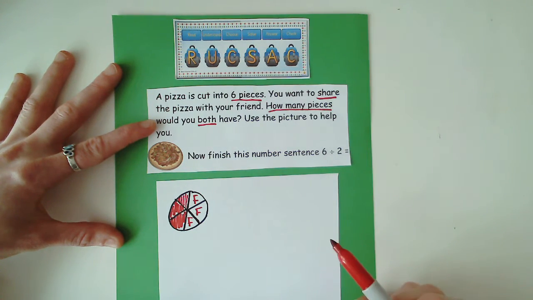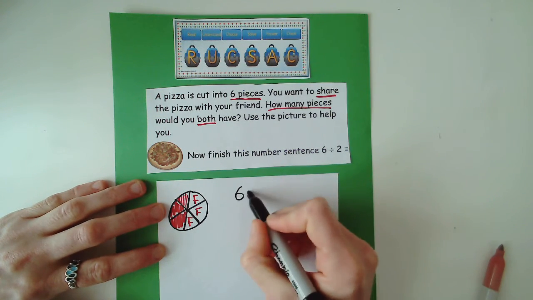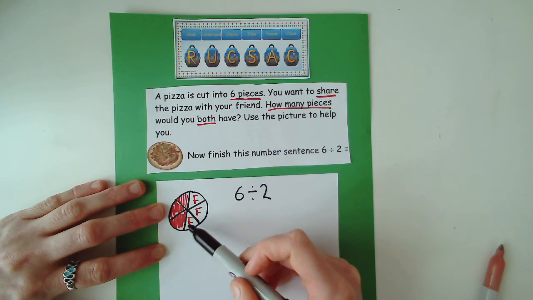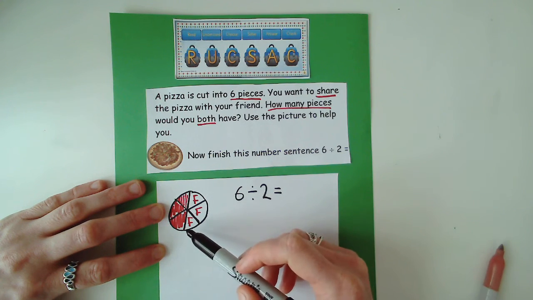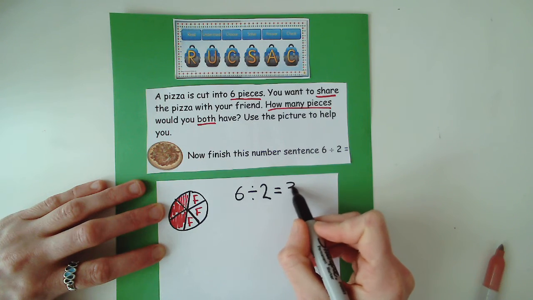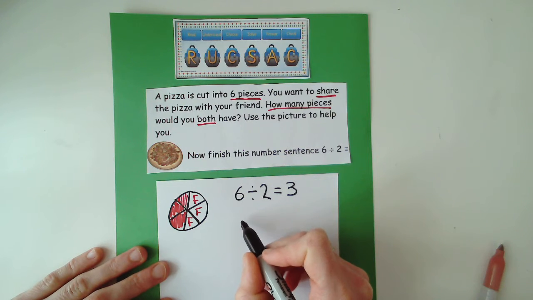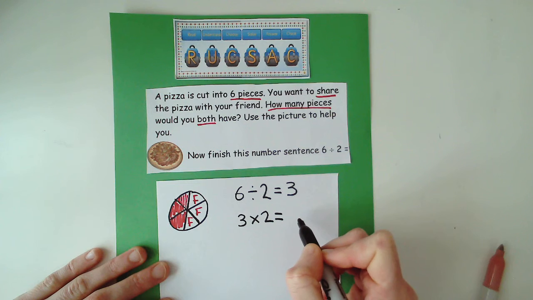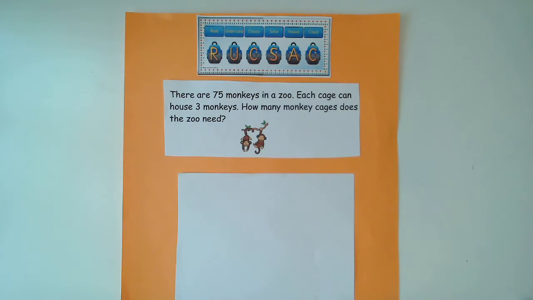So what is our answer? Our number sentence was 6 divided by 2 because we have 6 pieces of pizza divided into 2 people. And how many pieces did we get each? 3 pieces each. Good job. And to check it, we can always do the inverse. So we could do 3 times 2 equals 6.